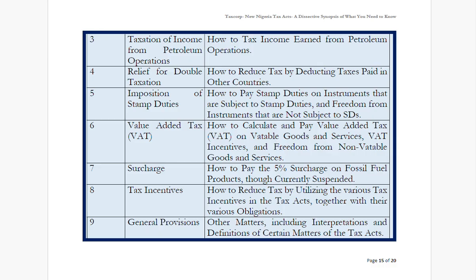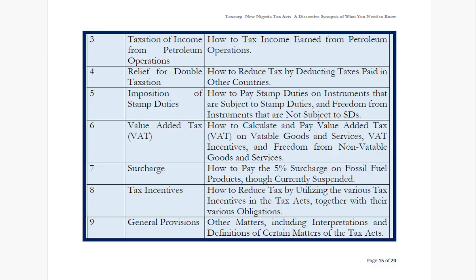petroleum operations. And chapter 4 deals with relief for double taxation, how to reduce tax by deducting taxes paid in other countries. And chapter 5 deals with imposition of stamp duties, how to pay stamp duties on instruments that are subject to stamp duties, and exemption for instruments that are not subject to stamp duties. Chapter 6 deals with value added tax, how to calculate and pay value added tax on vatable goods and services, VAT incentives, and exemption for non-vatable goods and services. That is what chapter 6 deals with.